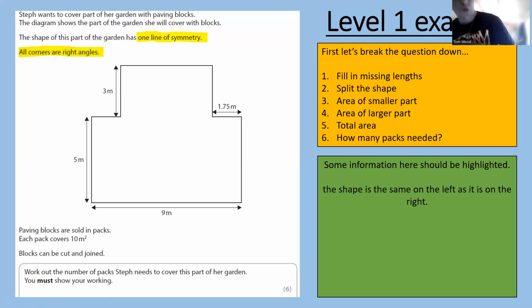It also says about all of the corners are right angles. They do use this wording quite frequently, and it's just them letting us very clearly know that we're going to be dealing or solving this problem with rectangles, essentially.